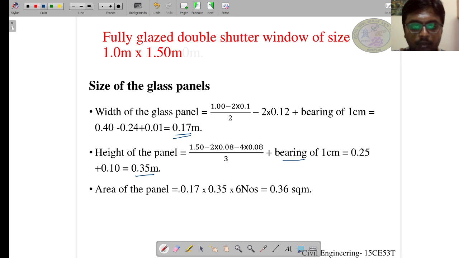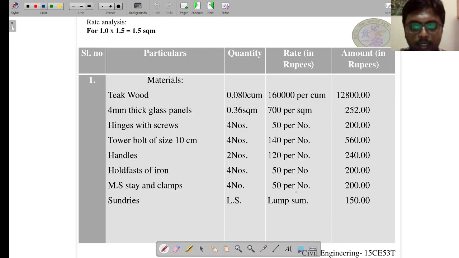So finally, to find out the area of the panel, we have width and we have height, which is nothing but 0.17 into 0.35 into, we have 6 numbers of panels, so this works out to be 0.36 square meter. So after calculating the wood quantity, let us tabulate it.